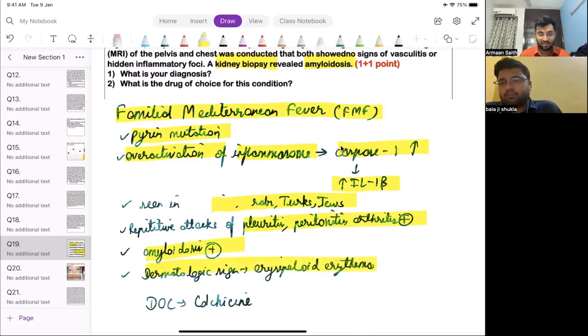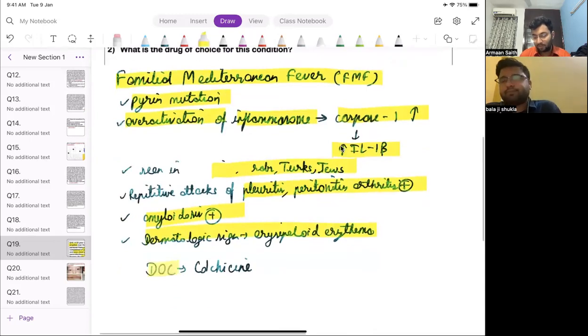Drug of choice for this condition is colchicine. Now, as we all know, colchicine is a drug which prevents microtubule polymerization and hence prevents chemotaxis of neutrophils and inflammatory cells. It is a good prophylactic agent. In the acute cases, we can also use IL-1 antagonists like anakinra.